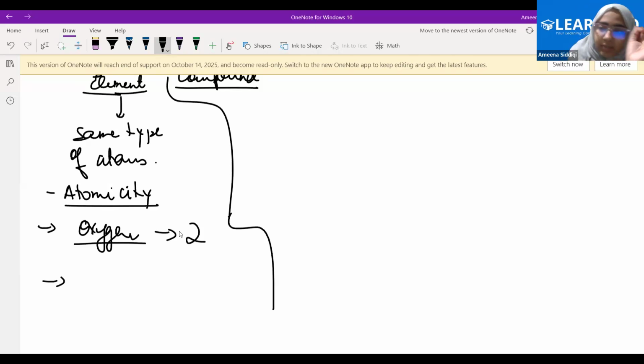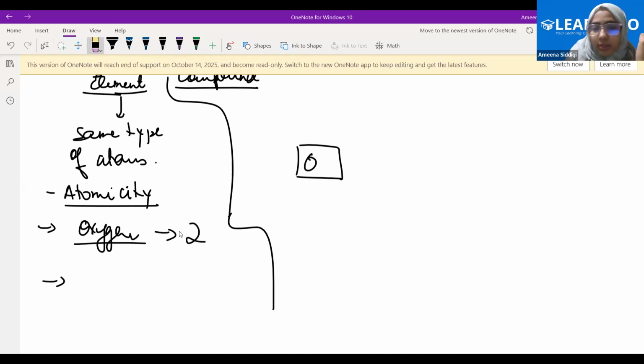Now see, whenever we have oxygen, the smallest form in which it exists is one molecule of oxygen. And how many atoms are present in this one molecule? Two. Two atoms, good. And that is nothing but the atomicity of this element, right?